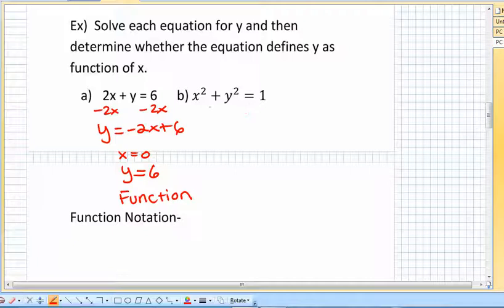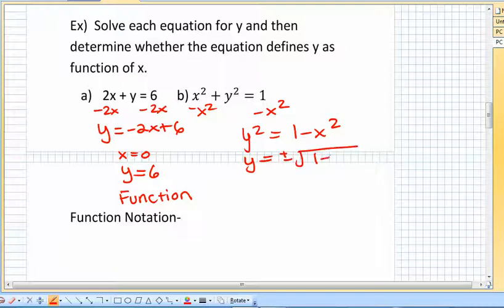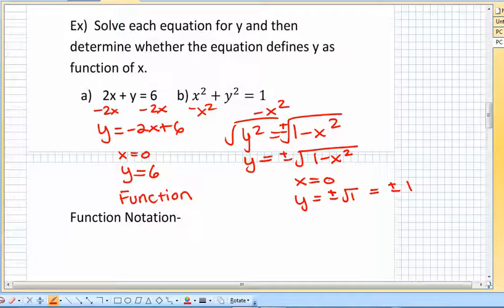Let's look at the next one. So I solve it for y by moving the x squared over. So I get y squared equals 1 minus x squared. In order to get rid of the y squared, you take the square root. Remember, when you take the square root, you get plus or minus on the right-hand side. So now, if I put 0 in for x, notice now I get y equals plus or minus the square root of 1, so it equals plus or minus 1. That means there's two answers. If I put 0 in for x, I get 1, and if I put 0 in for x, I get negative 1. This is not a function.